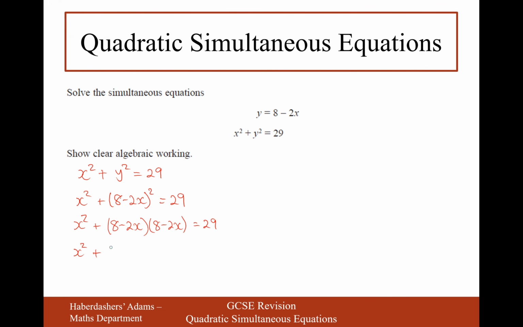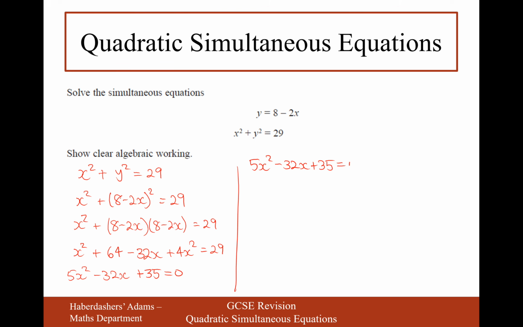So it's going to be x squared. 8 times 8 is 64. 8 times minus 2x is minus 16x, but there'll be another minus 2x times 8, so that'll be minus 32x in total. Minus 2x times minus 2x is 4x squared, and that equals 29. So let's group this together now. It's going to be 5x squared minus 32x, and it's going to be 64 take away 29. 64 take away 29 is 35. And it doesn't look to me like we can simplify this any further.